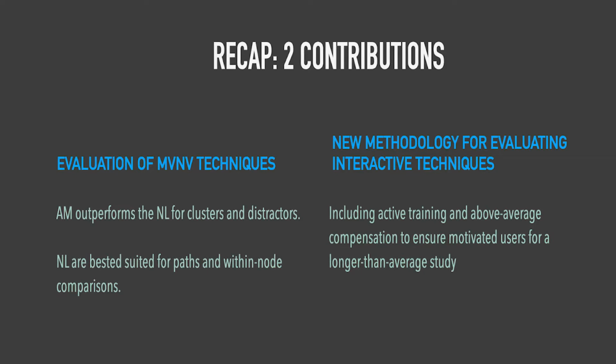We evaluate the performance of the two most common types of MV&V techniques and find that the adjacency matrix outperforms the node link diagram for clusters, as well as in situations where non-task essential attributes were encoded. Node link diagrams, however, are best suited for paths and tasks that rely on within-node attribute comparisons.